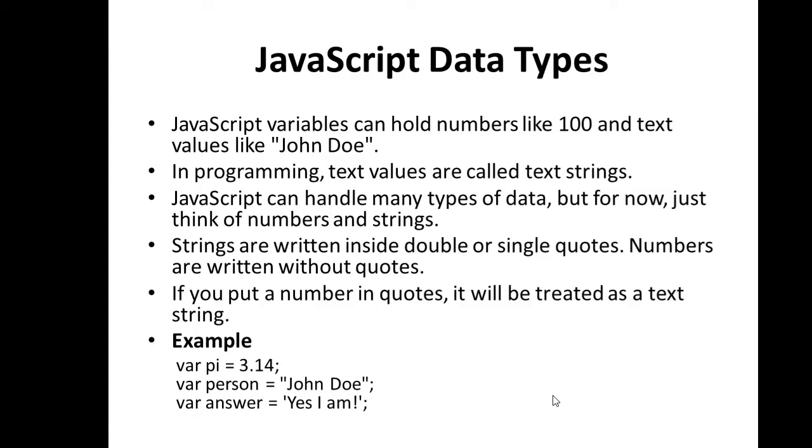So we have here examples. Var pi is equal to 3.14. Var person is equal to "John Doe", so that's a string. It is enclosed in double quotes. And var answer equals 'Yes I am', enclosed in single quotes. So again, a string can be enclosed in double quotes or single quotes, while numbers should not be enclosed in any double quotes or single quotes.